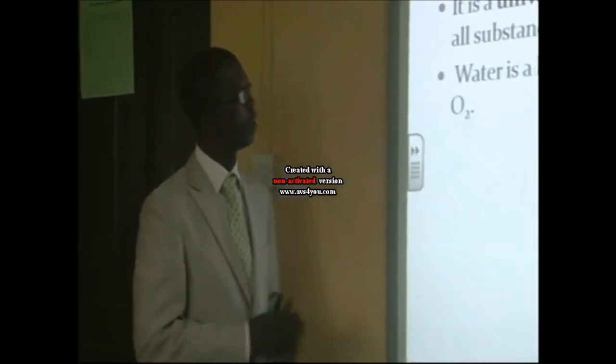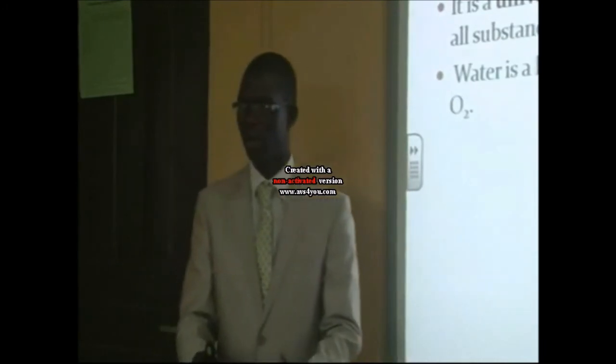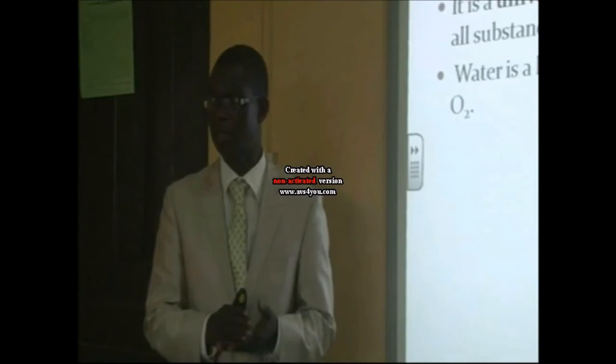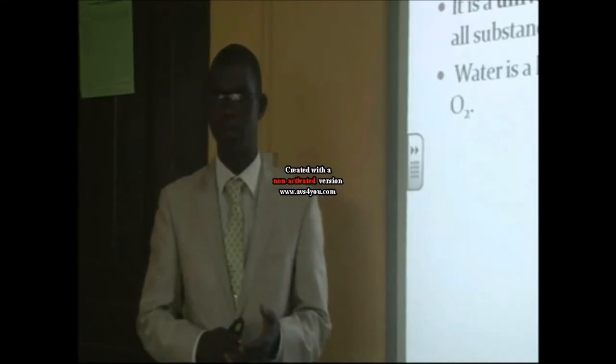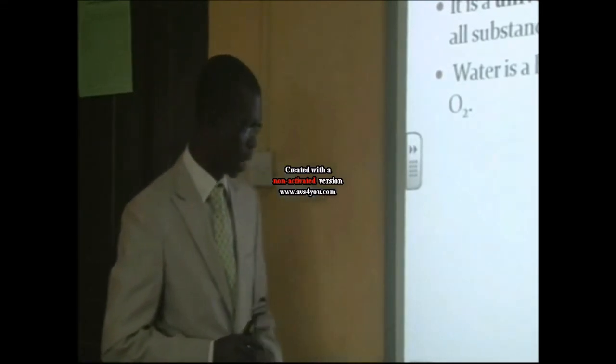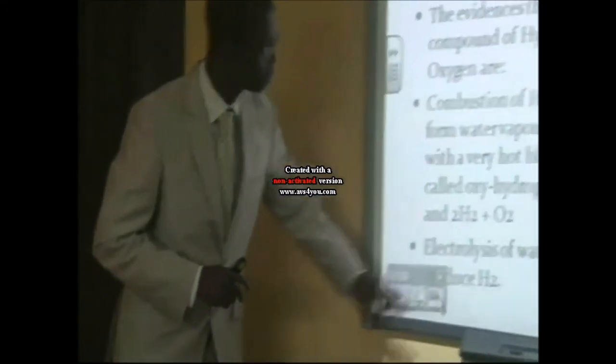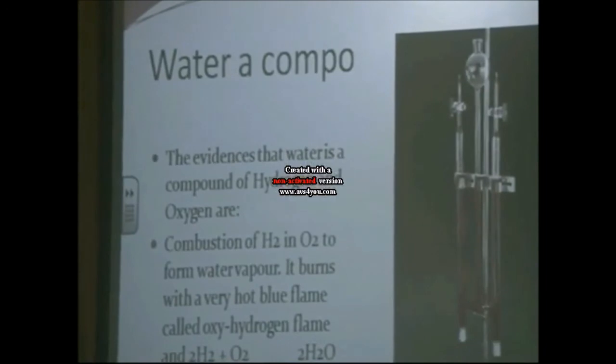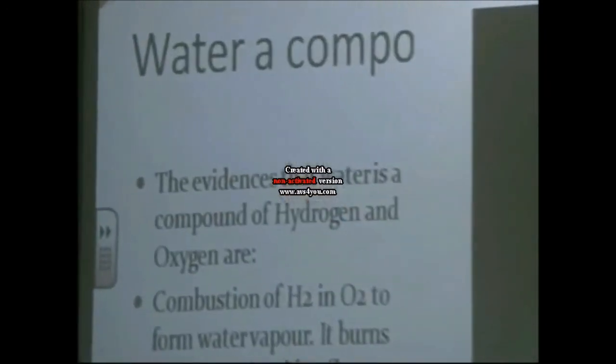Now, on this page, so far, we have learned three things. Water is a universal solvent. Water is an oxide. And water is also a hydride. What are the components of water? What are the chemical elements present in water?